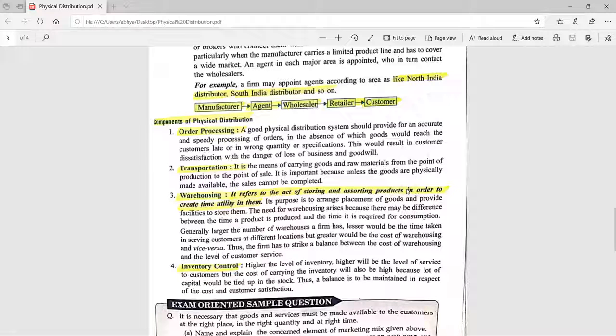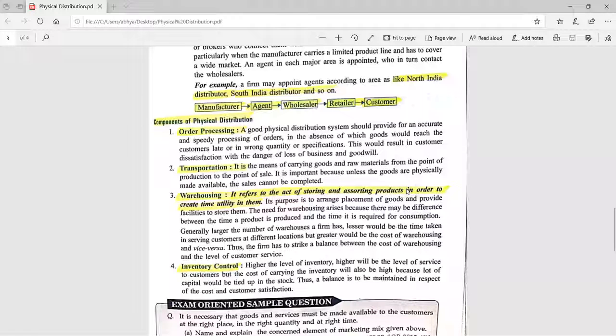Then warehousing, and we all know that transportation creates place utility. I'm not telling here in detail, because this topic you have already studied in 11th class. Then warehousing also you have studied in 11th class. Warehousing means not only the preserving of the goods, not the storing of the goods, but also it creates time utility. How time utility?